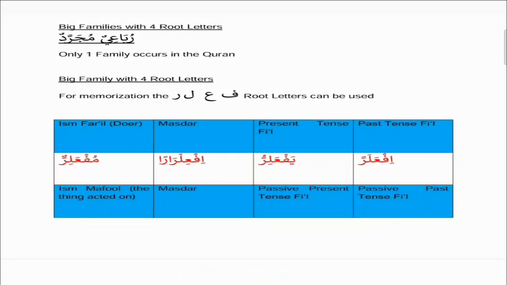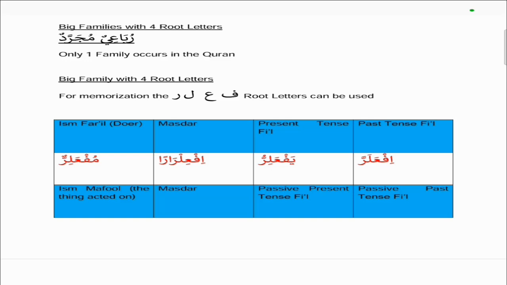So, move on to the big families of 4 root letters. There's only one family that occurs in the Holy Quran. So the big family with 4 root letters. Again, just for understanding the template, we'll use the 4 root letters: the first is Fa, the second is Ain, the third is Lam, and the fourth is Ra.